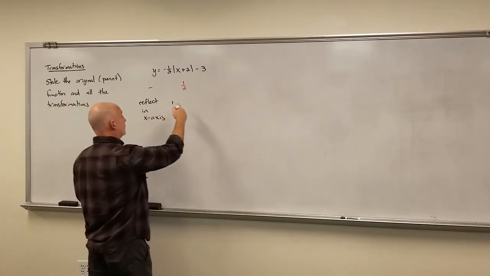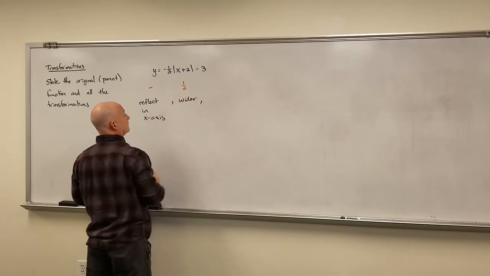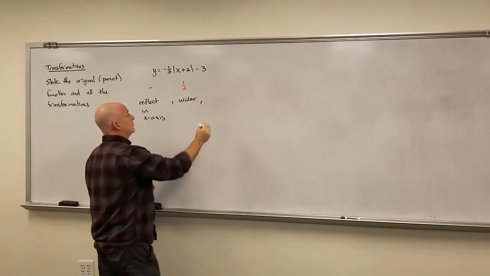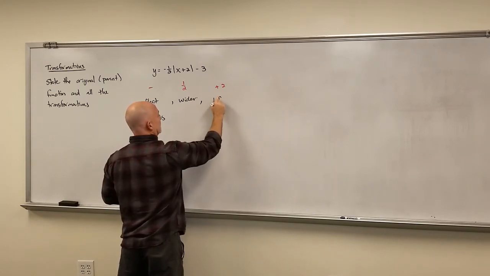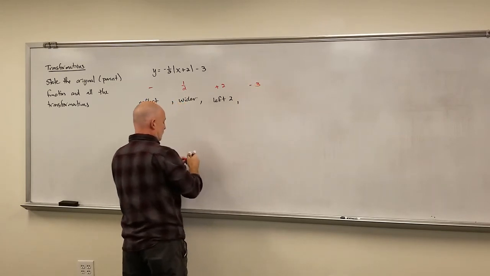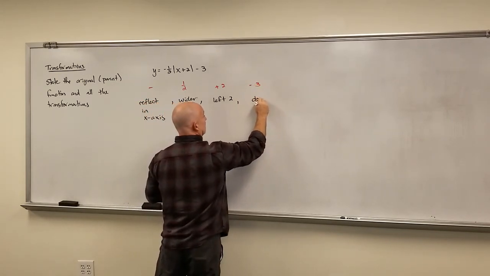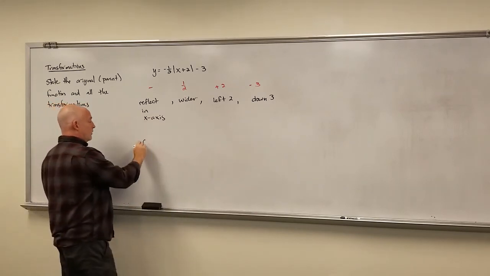Now, since that's a fraction, that's going to make the graph wider. Oh, I forgot to say what the original function was. I'll do it down here. That means our function is going to be wider. The plus 2 in there with the x is going to be left 2. And the minus 3 out there is going to be down 3.